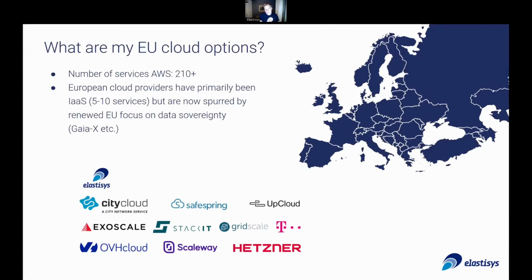But in general, AWS has a ton of services, and the service catalog of a European cloud provider can't compete in terms of number of services. But if you're looking to run workloads in the EU, at least the most important services are available at most cloud providers.